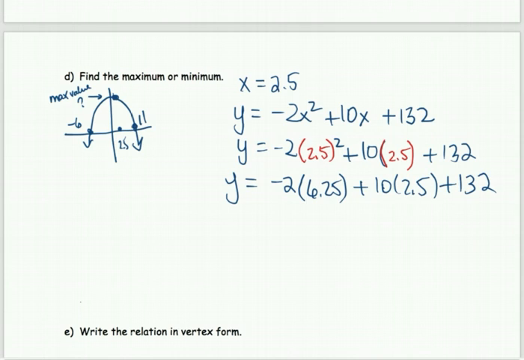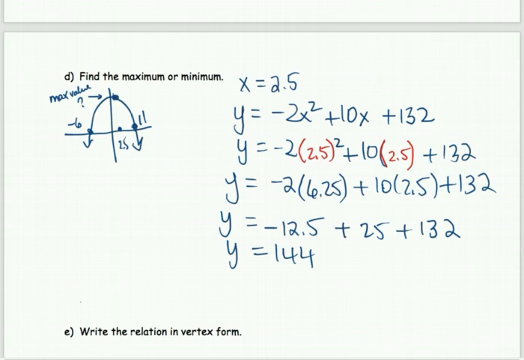I know some of you would say, can I just multiply that at the same time? Yes, you could have just multiplied that, but I'm putting all the multiplications in this next step. Negative 2 times 6.25 is negative 12.5. 10 times 2.5 is 25, and 132 is left. Add all those together. Don't forget the negative on the 12.5, and you will get y is 144. So the value that's right there is the max value.